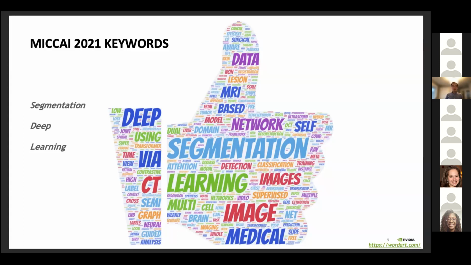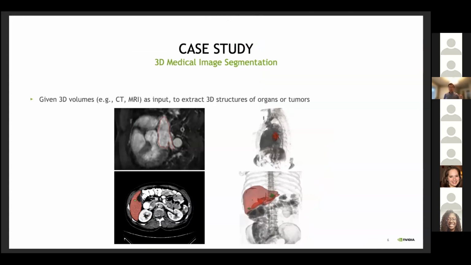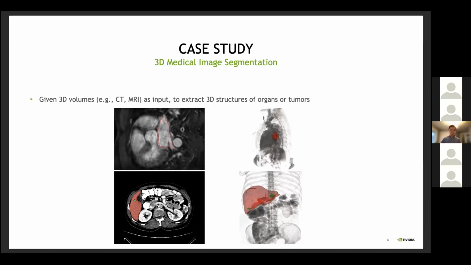That's also one of our motivations to dive into the segmentation application specifically. To be more specific, 3D medical image segmentation takes given 3D volumes like CT or MRI as input. We are trying to parse the 3D structures of organs, tumors, or bones. As you can see from the following four figures, the examples show the segmentation of the left atrium, the right atrium, and the segmentation of liver and liver tumor. Here are some nice rendering results.